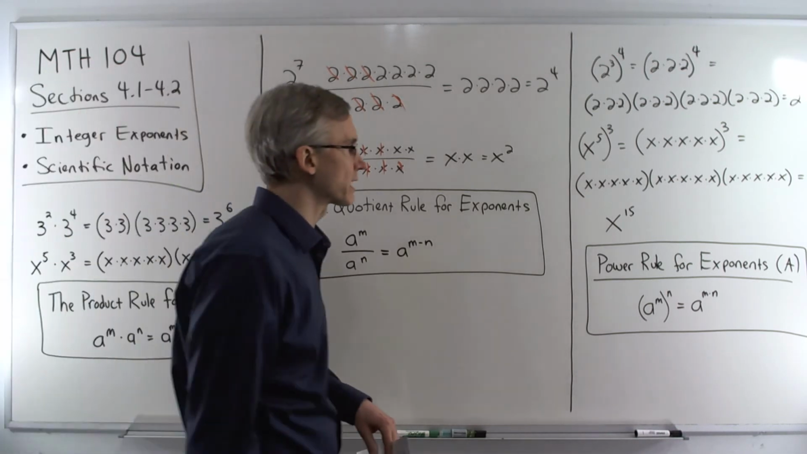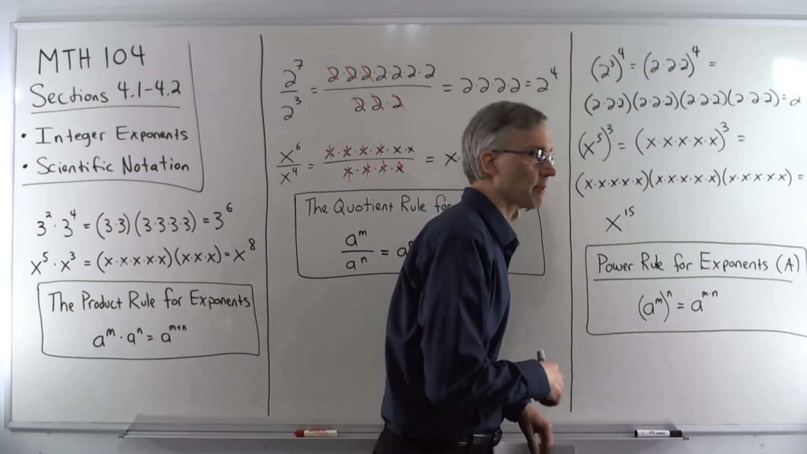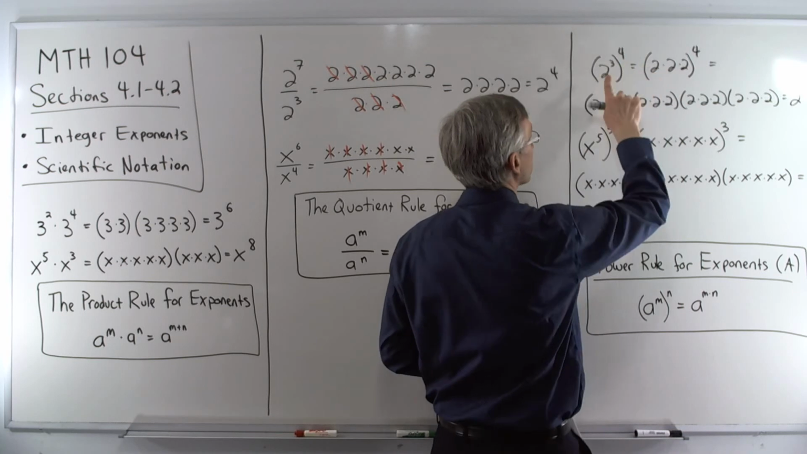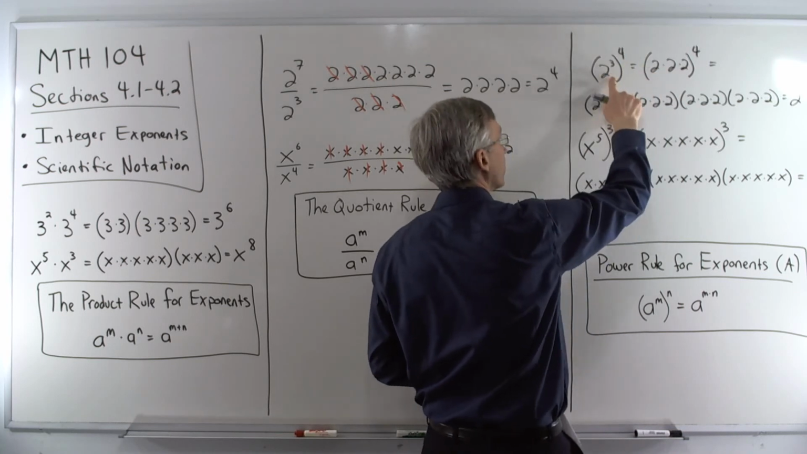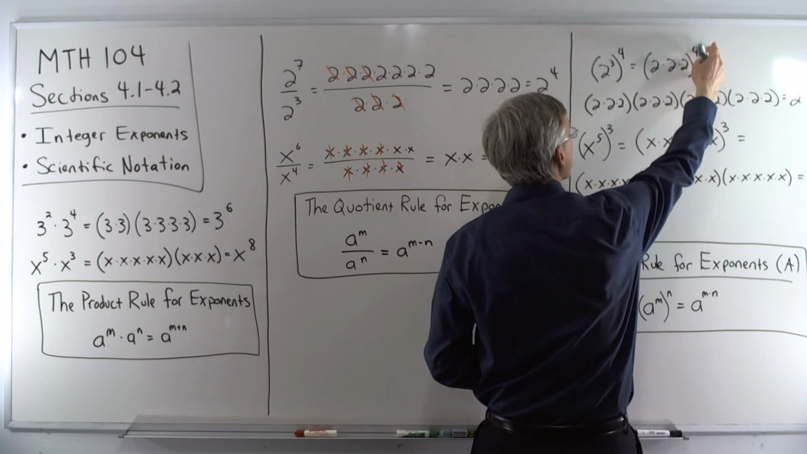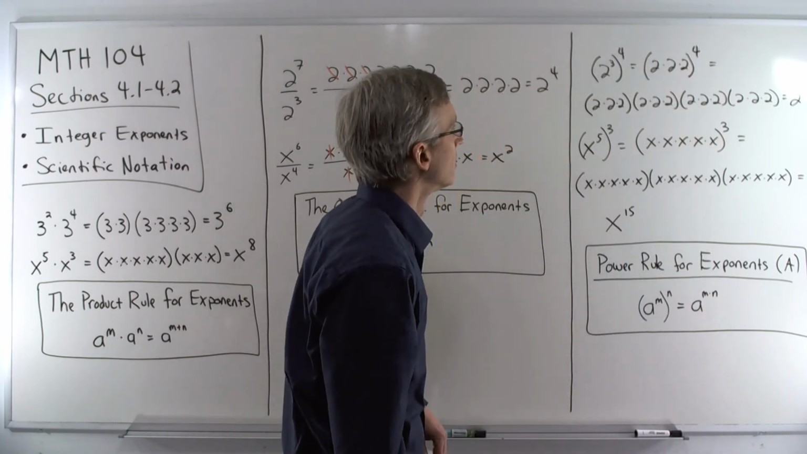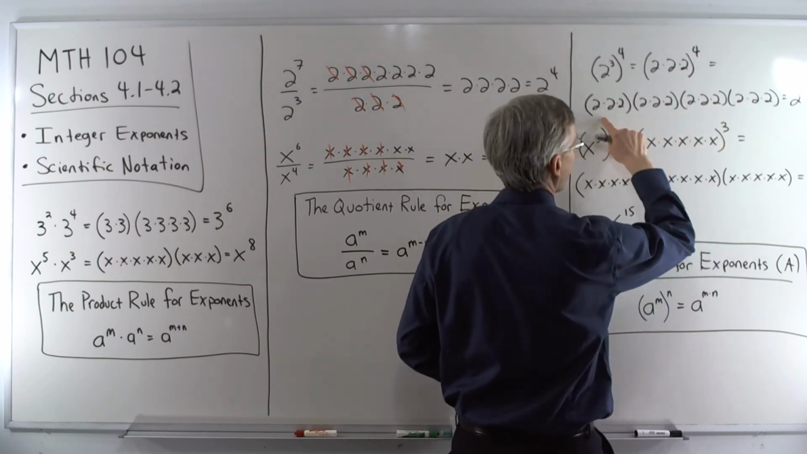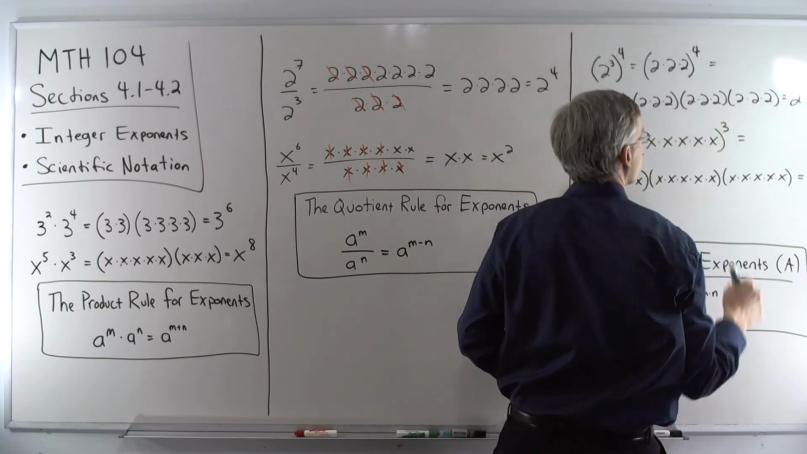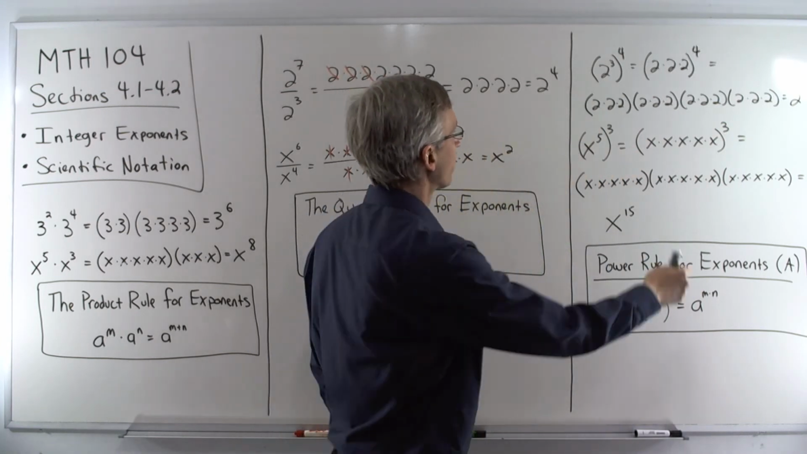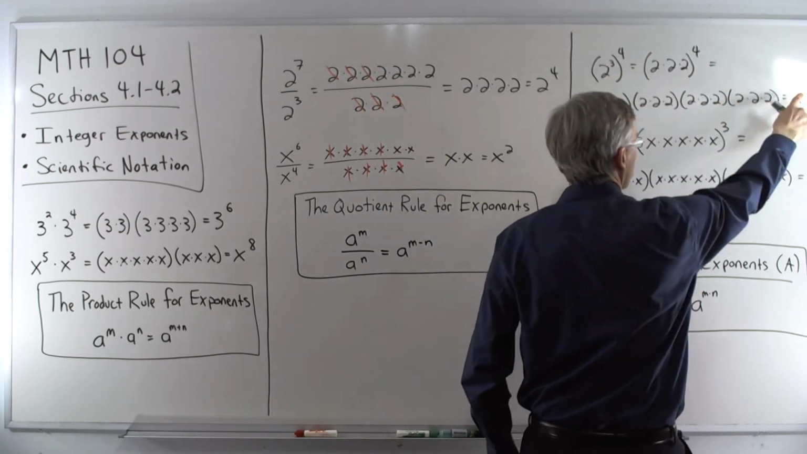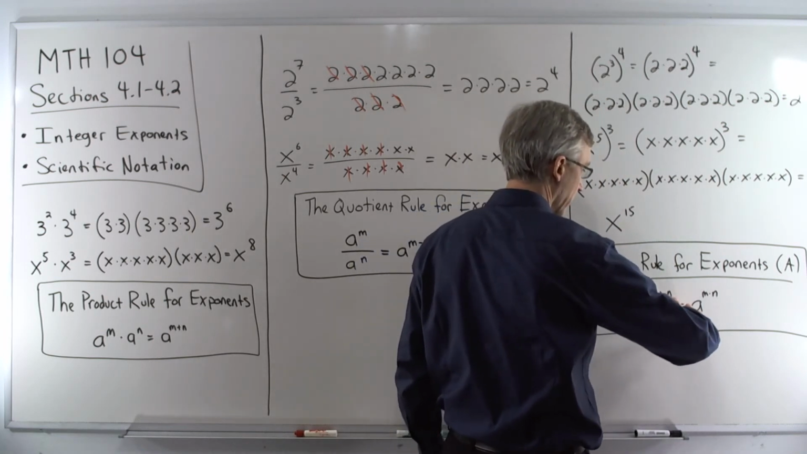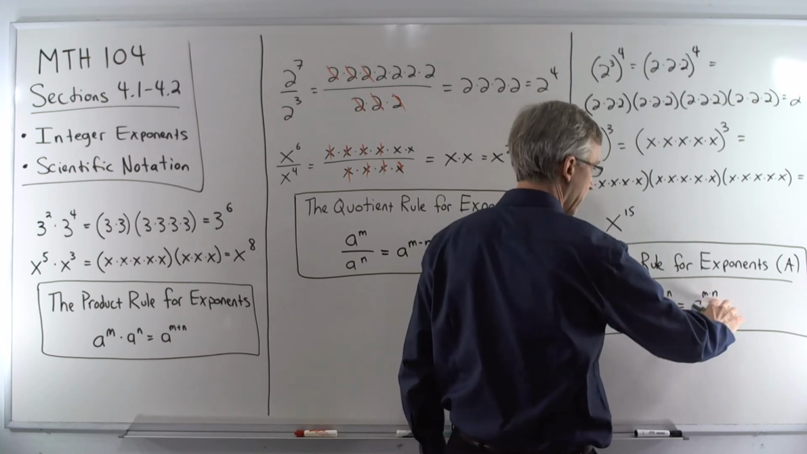Finally, power rule for exponents, and there are a couple of different power rules. I'm going to call this power rule A. We've got 2 to the 3rd, to the 4th power. So I'm going to expand what's inside the parentheses first. 2 to the 3rd, 2 times 2 times 2, still to the 4th power. So 4th power means we have 4 of these things multiplied. So here's 4 of them. And notice now we have 12 2's all multiplied together. That is 2 to the 12th power. So where does 12 come from? That's 3 times 4 gives us 12. So the power rule, we have a to the m, to the n power. Multiply m times n.